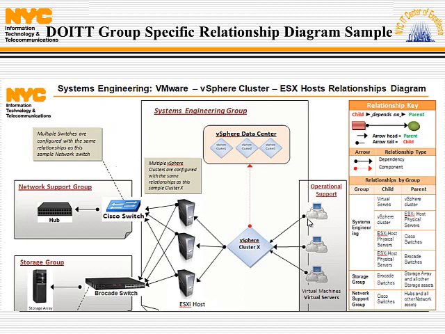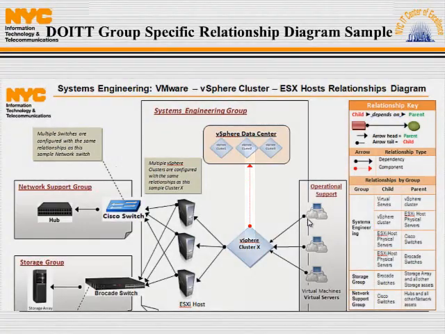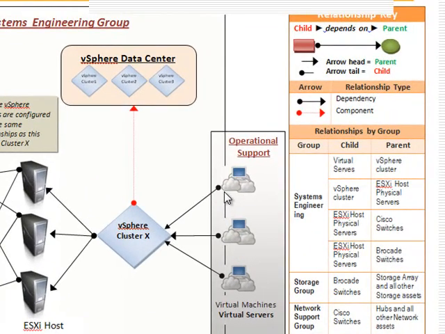And then there's also a vSphere data center. You can see that red arrow is the component. Looking to the left, network support group. There's a switch and a hub that's connected, and just follow that arrow convention to know which one is parent, which one is child. And the last piece that I want to point out on the right here is relationships by group.